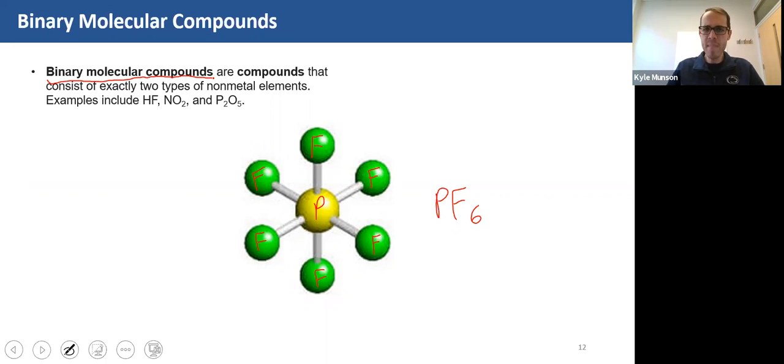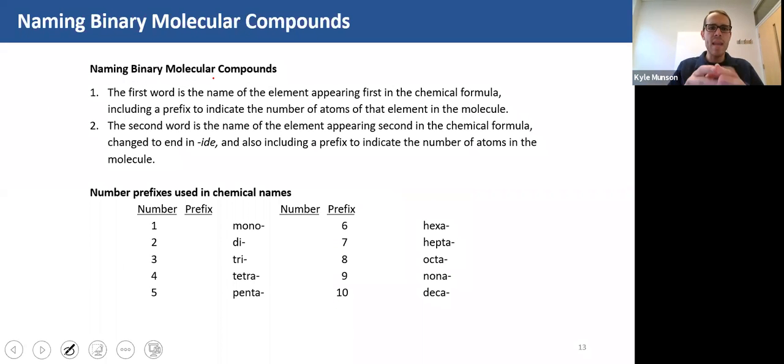Okay, so the real question then is, how do we name these compounds? And naming binary molecular compounds isn't really that hard. Here are the rules, and then we're going to talk about them and do plenty of examples in this video. The first word is the name of the element appearing first in the chemical formula, including a prefix to indicate the number of atoms of that element in a molecule. And the second word is the name of the element appearing second in the chemical formula, with its ending changed to IDE. And it also includes a prefix to indicate the number of atoms in the molecule.